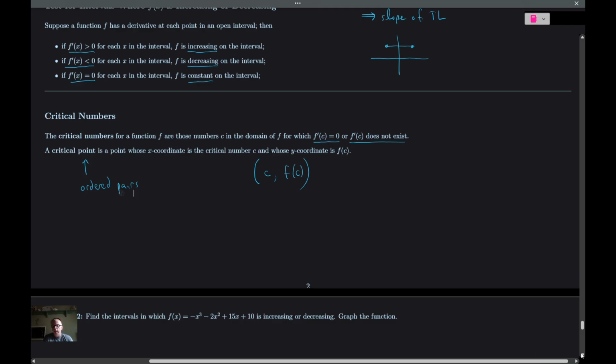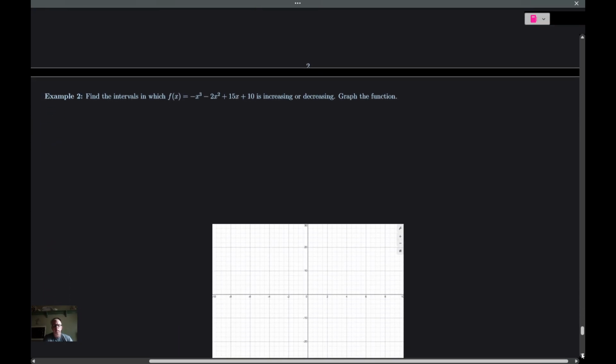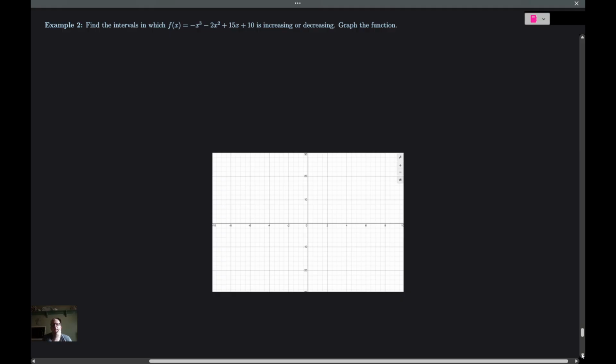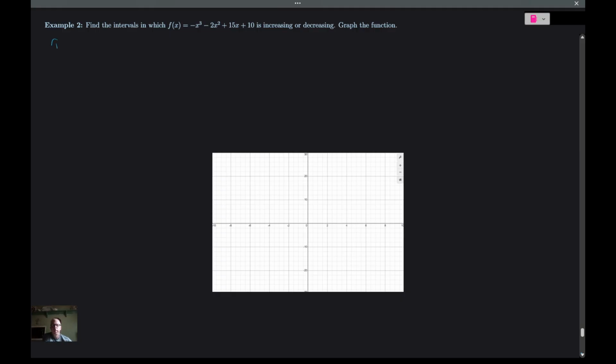All right, so let's see an example, and we can see how does this work in practice. So we have this function, and we want to find where it's increasing or decreasing. So step 1, and this will be step 1 on almost every problem that we do. Step 1, find the derivative f prime of x. So this is where hopefully you're very good at finding derivatives now. This is a pretty easy one. Polynomials are pretty easy. So negative 3x squared minus 4x plus 15.